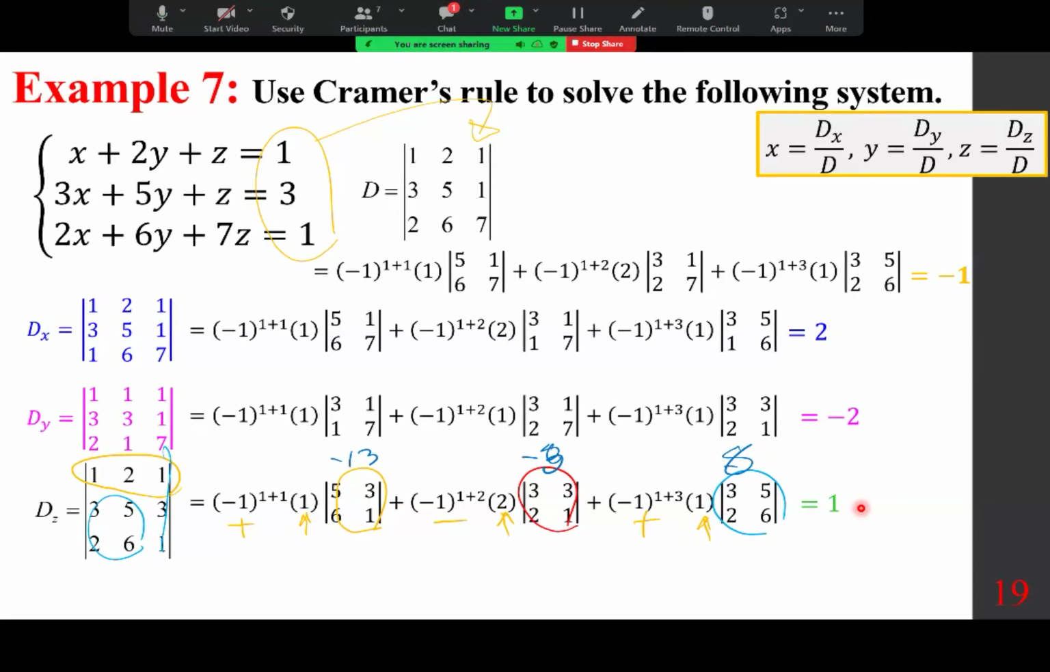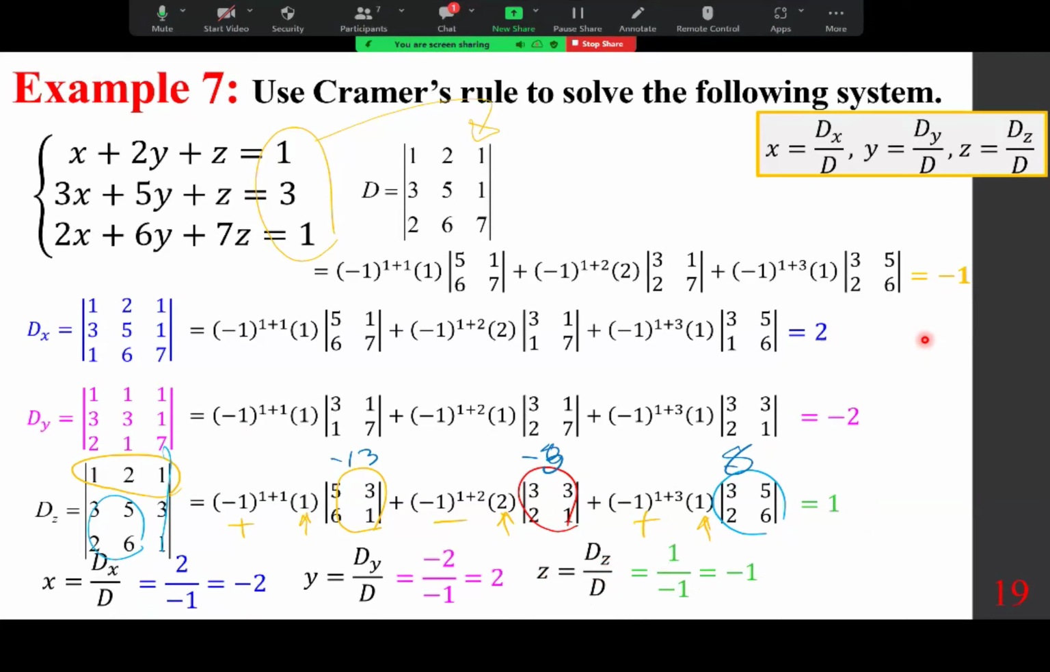Okay. So what is x? D sub x, which is 2 divided by 2, which is -1, making it -2. What is y? D sub y, which is -2 divided by d, -2 divided by -1 is +2. And finally, d sub z divided by d, 1 divided by -1 gives us -1, which means here's the set of solutions, -2, +2, -1.